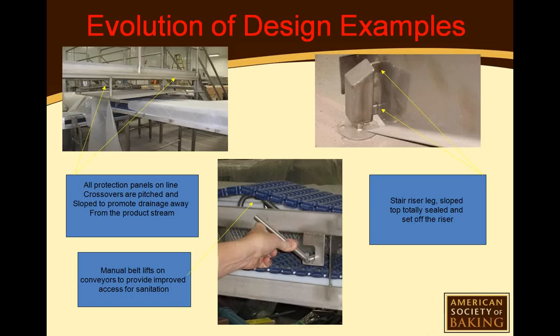Here you can see the kick plate on the line and crossover sloped away from the product zone at the top left. Manual belt lifts to access the bottom of the belt. This provides cleaning from the top and the bottom, as well as sampling. And leg designs completely sealed off to prevent buildups and provide adequate clearance from the floor and equipment.